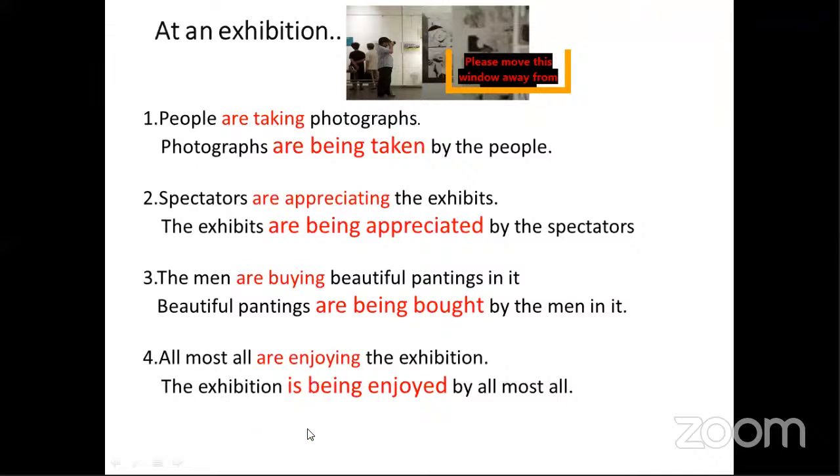The exhibition is then being enjoyed. We can't forget the word being, right? And we have to get the past participle verb of enjoy. That is a regular verb. Then enjoyed by almost all. The exhibition is being enjoyed by almost all. So that's all with our experience with the exhibition. Shall we move on to the next one?